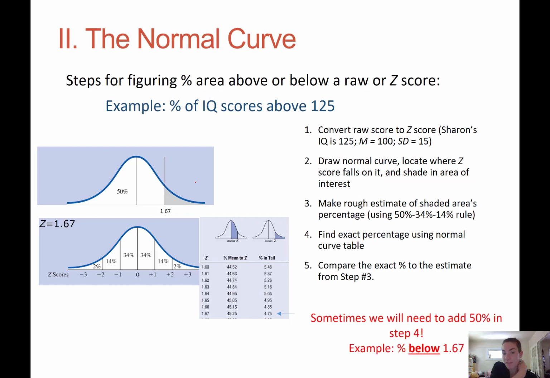And notice that if I were interested in the number of individuals who had a score below Sharon, then I would have to look up mean to z and then add 50%. Okay, that's the end of this lecture, and notice that there's one more lecture for chapter 3.